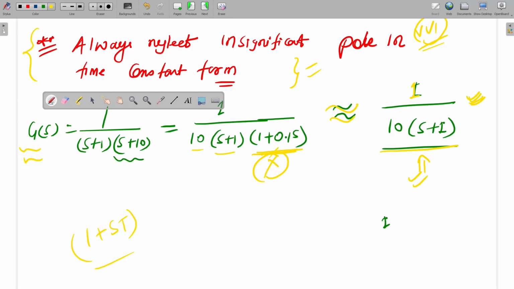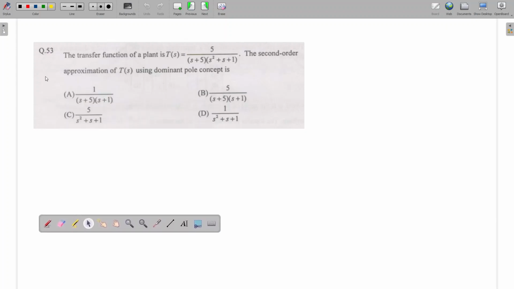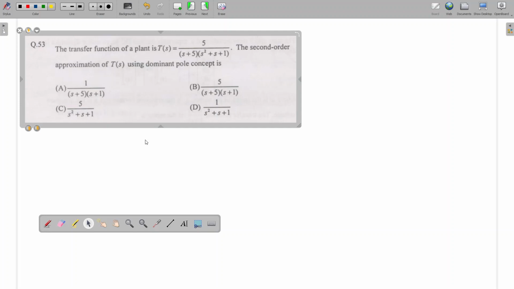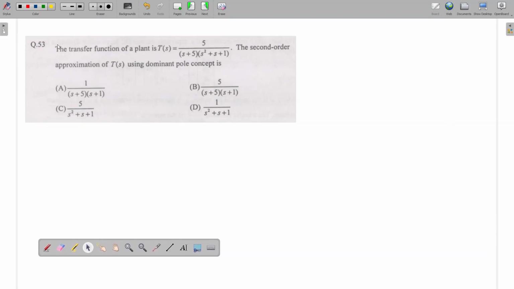Okay, sir. So this concept you should remember, because in the exam you can find a question based on this concept. I have taken one question based on this concept, a previous year question. You can try this question. What should be the approximated transfer function using the dominant pole concept?